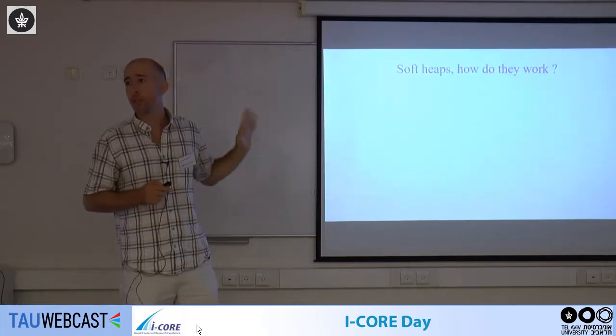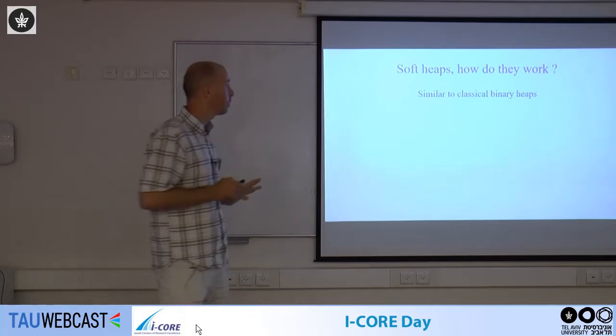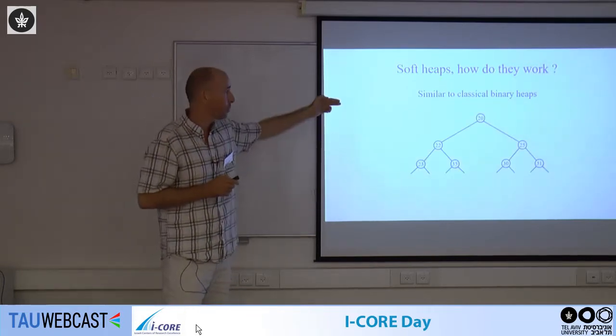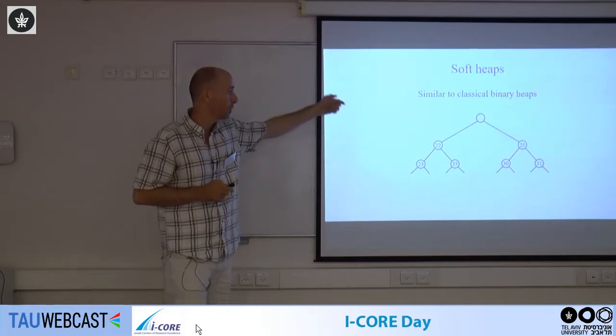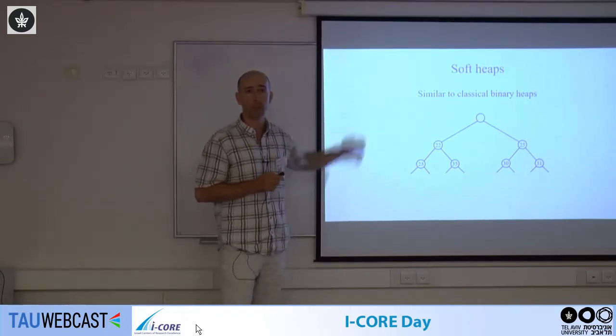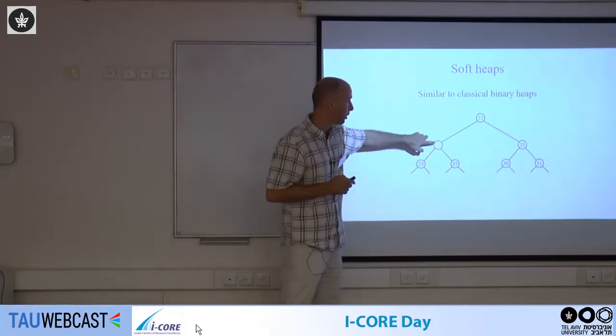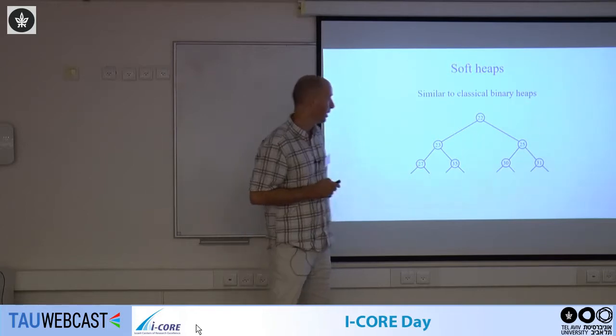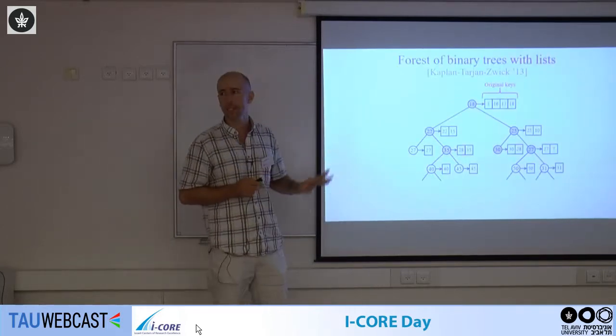How do soft heaps work? I won't have time to give all the details. It's similar to classical binary heaps. So what happens? You extract the minimum. Now the root is empty, so you want to propagate up some elements. So you take the child which is smaller and you move it up. Now you move this up. Now you move this up. The soft heap does the same.